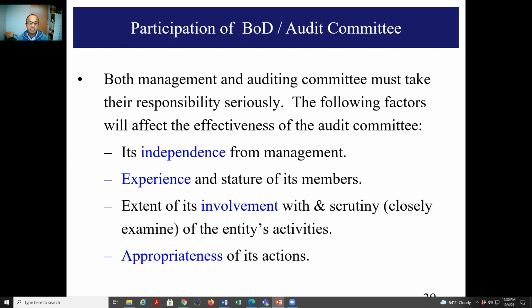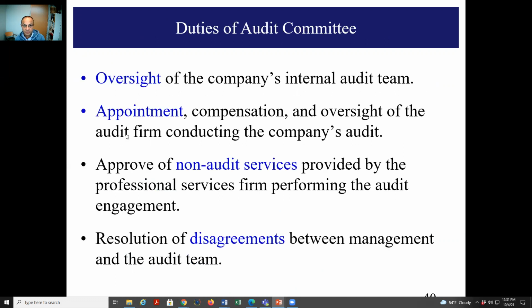Then ensure that the board of directors and the audit committee have some degree of independence from the executive management. They have experience. They are able to delegate the actions to the executive management, and they have extent into their involvement of business, so they don't run the day-to-day activities. And those should be the main characteristics for the board of directors and the audit committee.